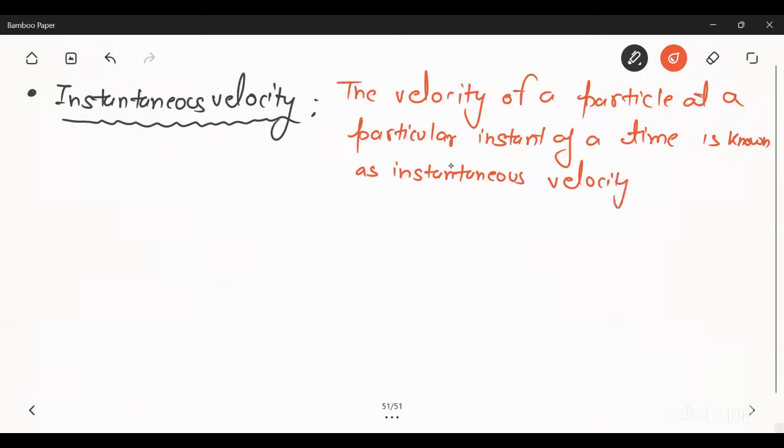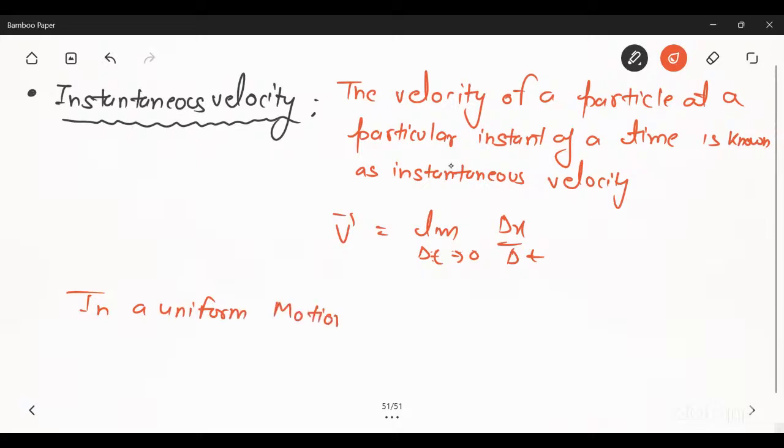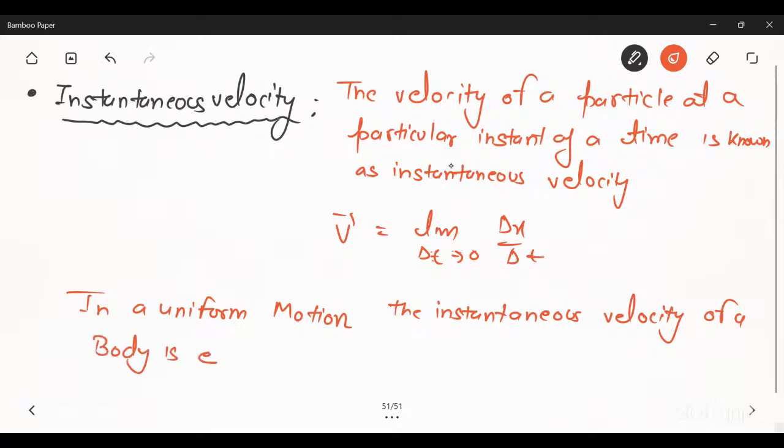Instantaneous velocity. Its formula is the limit as delta t tends to 0 of delta x upon delta t, which gives the value of instantaneous velocity. It may be positive or negative in a straight line. In a uniform motion, the instantaneous velocity of a body is equal to the average velocity.